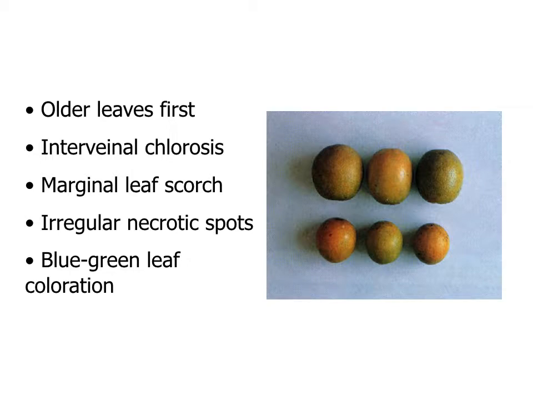Marginal leaf scorch. I'll show that in another picture or two. Irregular necrotic spots. That would be very hard to diagnose potassium deficiency from that. Blue-green leaf coloration. I have not quite seen that.